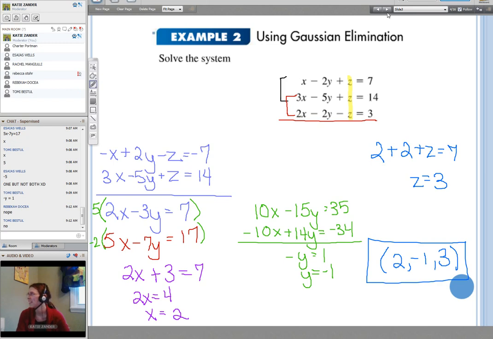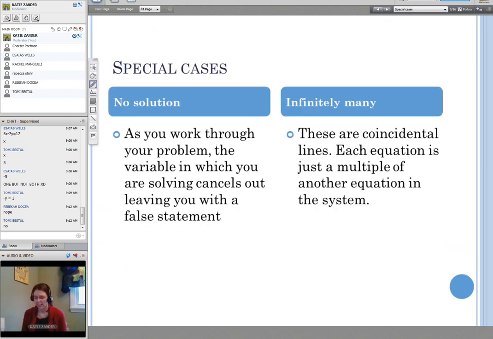All right, let's get to the fun stuff then, shall we? Just a side note before I go too far, there are still special cases that can exist, even when we're working with our matrices here. You can still run into the possibility of no solution, and you can still run into the possibility of infinitely many.